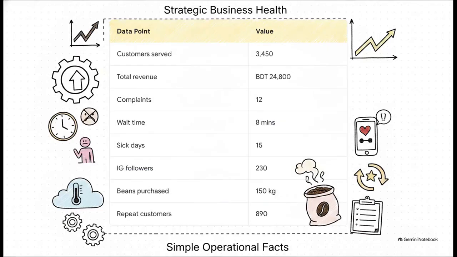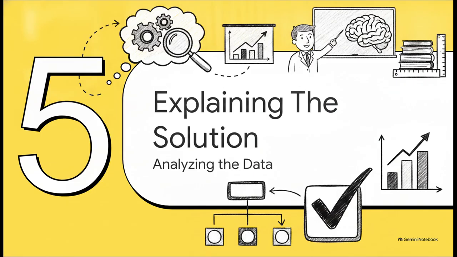So, take a look at the raw data we've got here. Go ahead and hit pause on this explainer for a second if you need a moment to really think it through. We've got things like total customers served, total revenue, customer complaints, average wait time, employee sick days, some Instagram followers gained, coffee beans purchased, and repeat customers. Your job is to decide which of these 8 items genuinely reflect strategic business health. And finally, Section 5, explaining the solution.